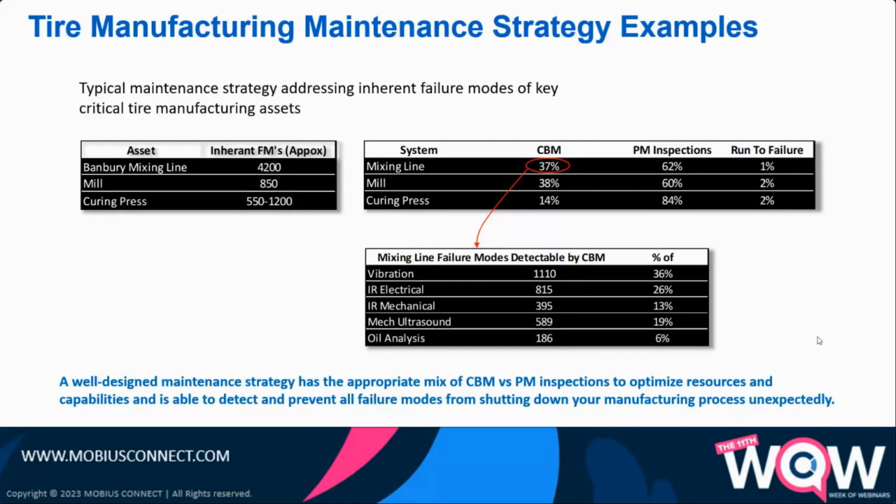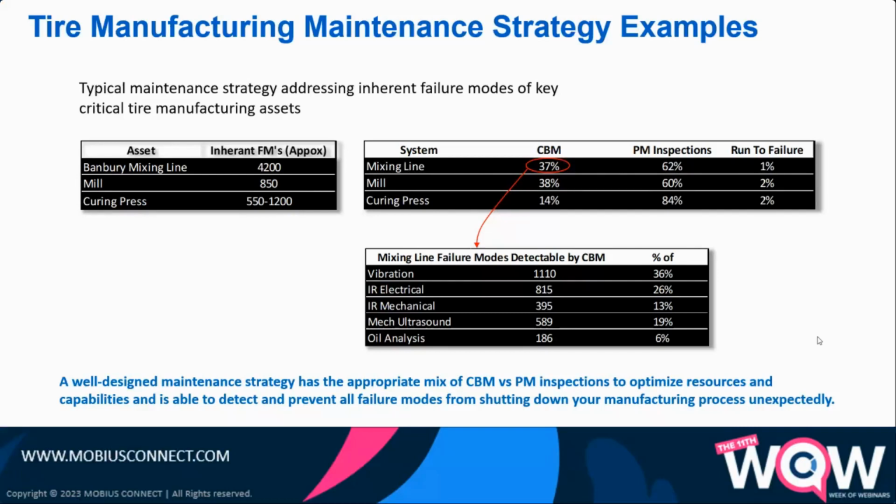Back to the mixer, PM inspection is 62% of your failure modes, and run to failure, which is a perfectly acceptable strategy, 1%. I will put the caveat on run to failure: you would have a mitigation strategy to be able to return that component or asset to service in some reasonable period of time associated with run to failure modes. On a rubber mill, same kind of pattern, 38% of failure modes covered by condition monitoring technologies, 60% PM inspections, 2% run to failure. And then on a curing press, 14% condition monitoring and 84% PM inspections, and the rest run to failure.